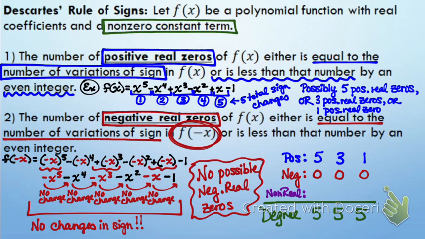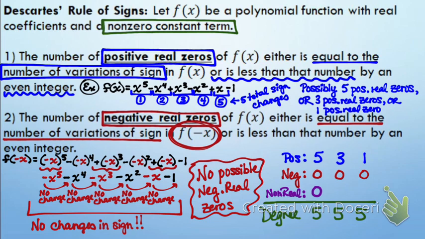Well, if I have 5 positive real zeros and no negatives, how many imaginaries? How many non-reals? 0. Because when I add these 3 numbers together, it has to add up to my degree. So far, so good?